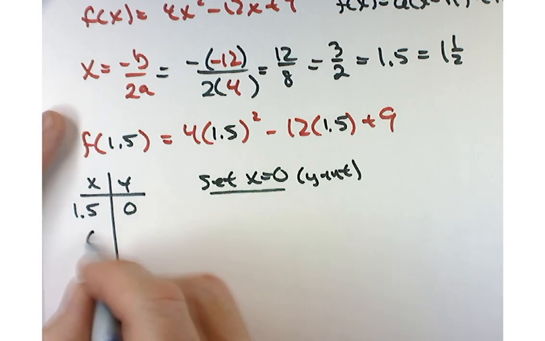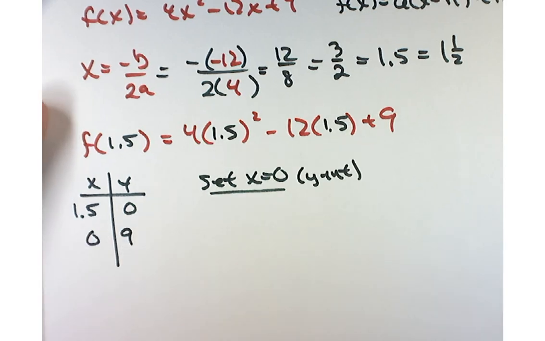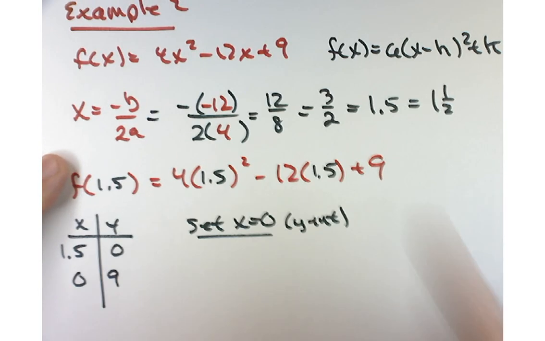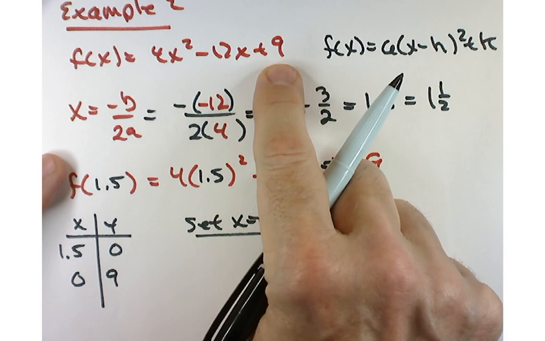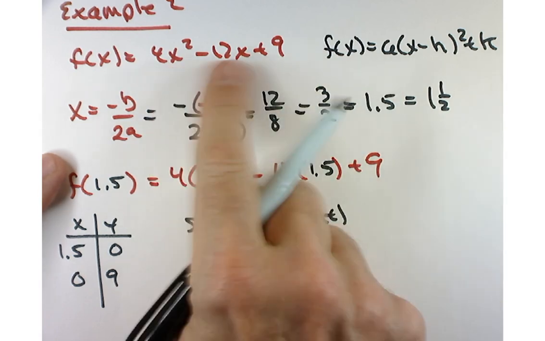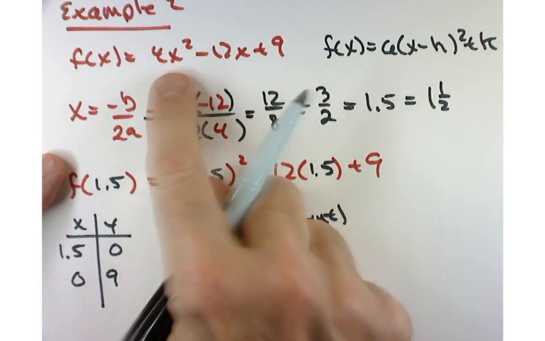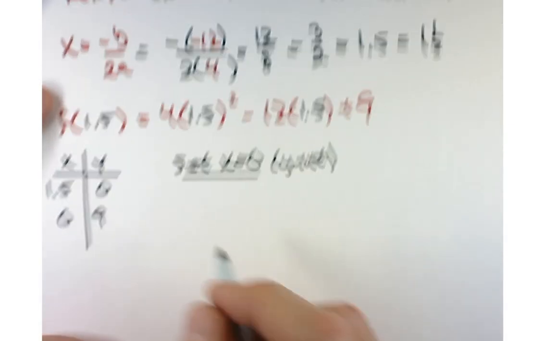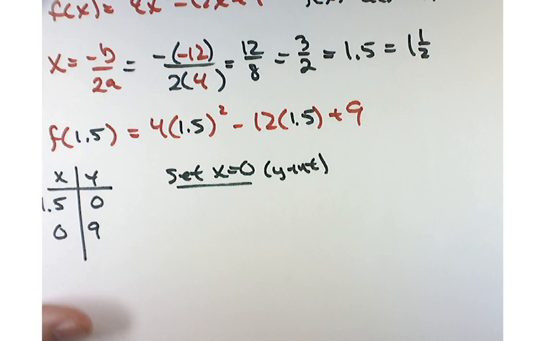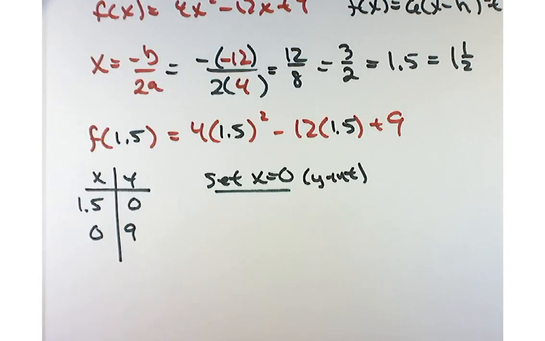Do you always get C for the y-intercept? If it's in this form. Yes, if it's in this form, you're always going to get C for the y-intercept, because then your x squared term and your x term are both just going to vanish. So it's always going to be C. So 0 and 9.